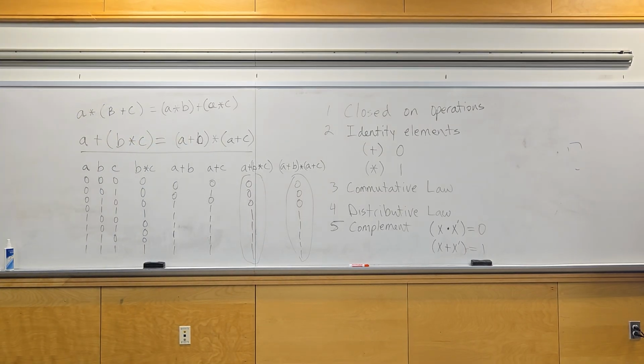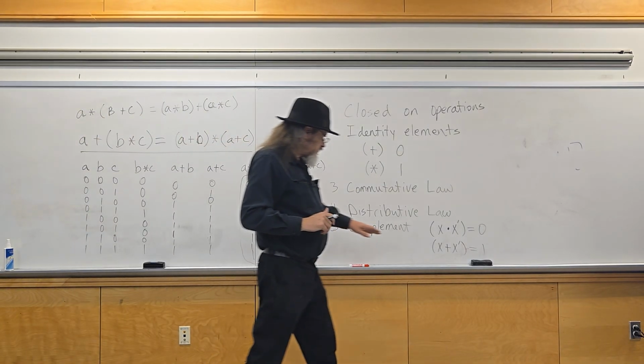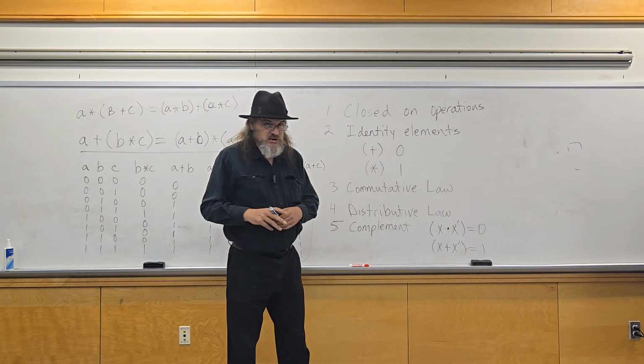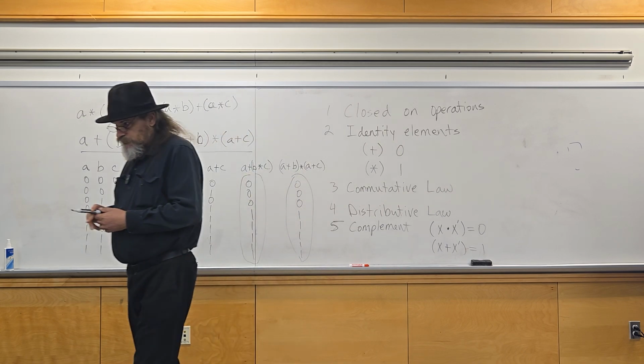That is the complement. There is a complement for each element of the set. The set only has two numbers, 0 and 1. The complements are 1 and 0, respectively. 1 and 0, or 0 and 1, is going to be equal to 0. 1 or 0 is going to be 1. 0 or 1 is going to be 1 as well. So that's the complements.